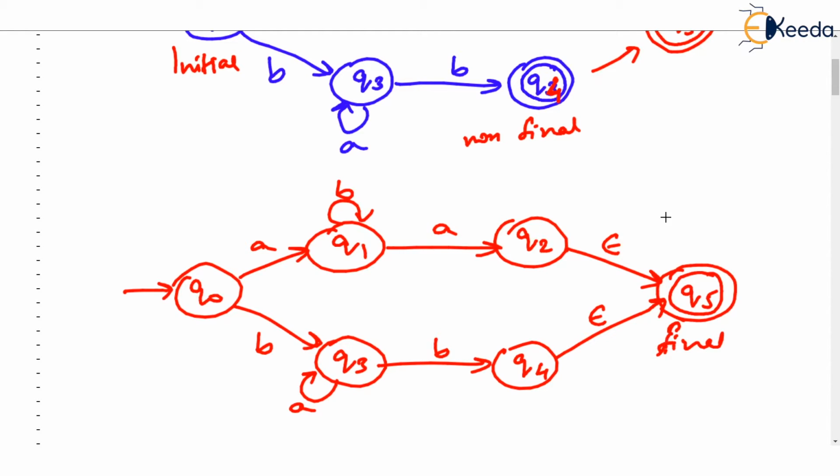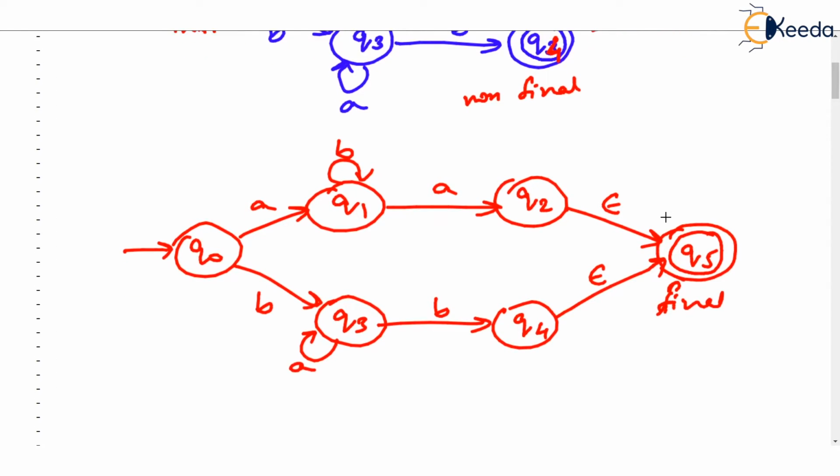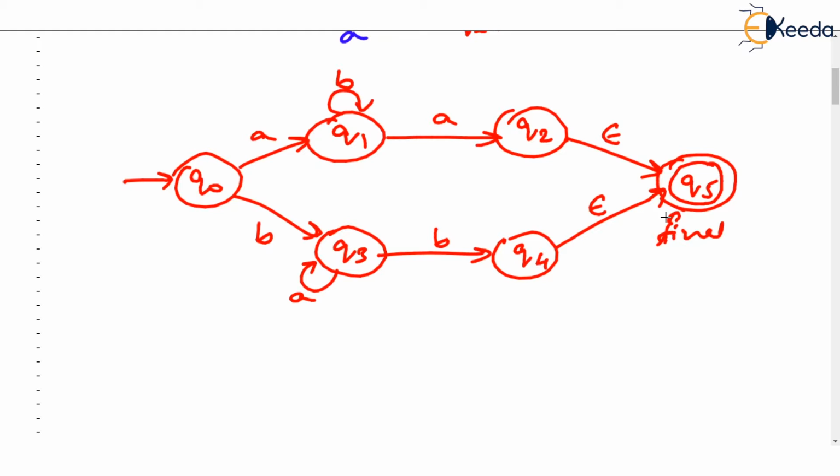Okay. Now let us use the state elimination method. Remember, finally we need only the initial state and the final state. That's it. So we want to eliminate Q1, Q2, Q3, Q4. Now just think of eliminating Q1. If Q1 is eliminated, there is a path from Q0 to Q1, correct? And we are going to eliminate this. But then if we eliminate this, where are we going to lead?